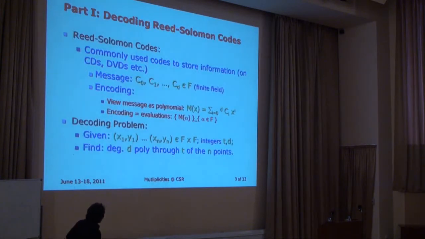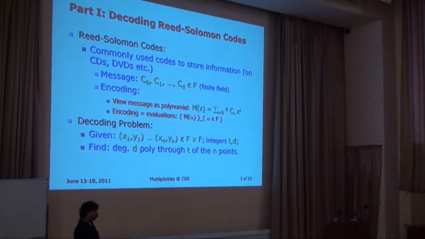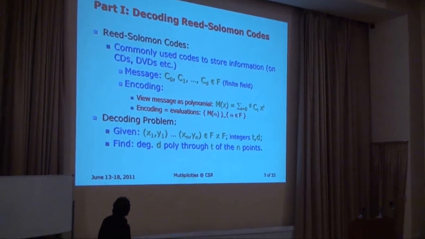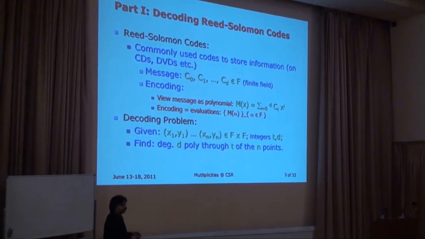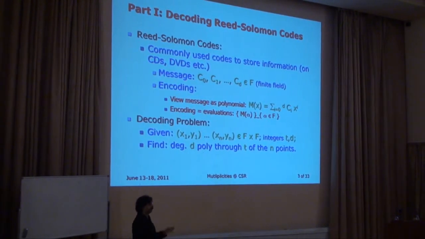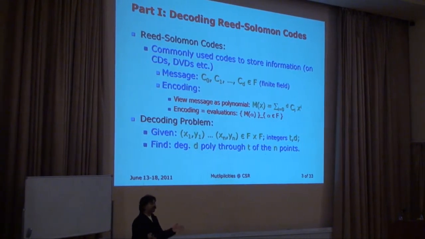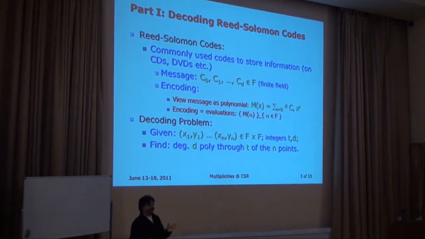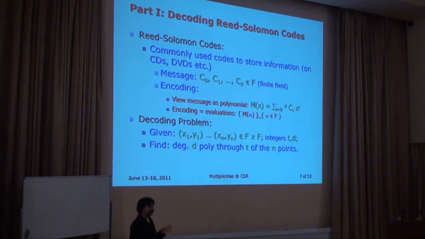All right, so what's the list decoding problem for Reed-Solomon codes? Let's start with what are Reed-Solomon codes. These are very commonly used codes. In fact, probably the most dominant codes in practice are these ones. Why? Because they appear on every digital storage device that you have. And the way they work is you have some message C0, C1, C2, and so on up to C sub D, some bytes that you want to code. You think of these as elements of some finite field F.